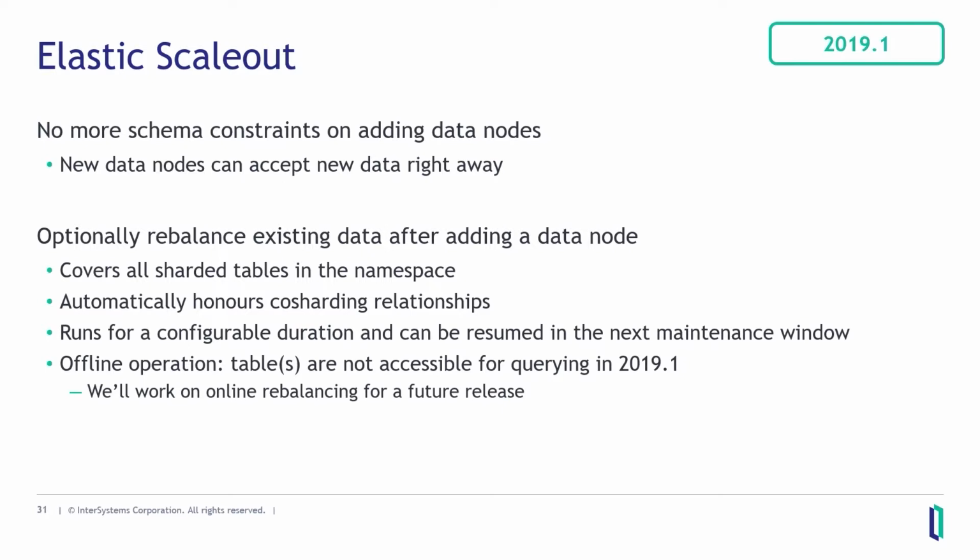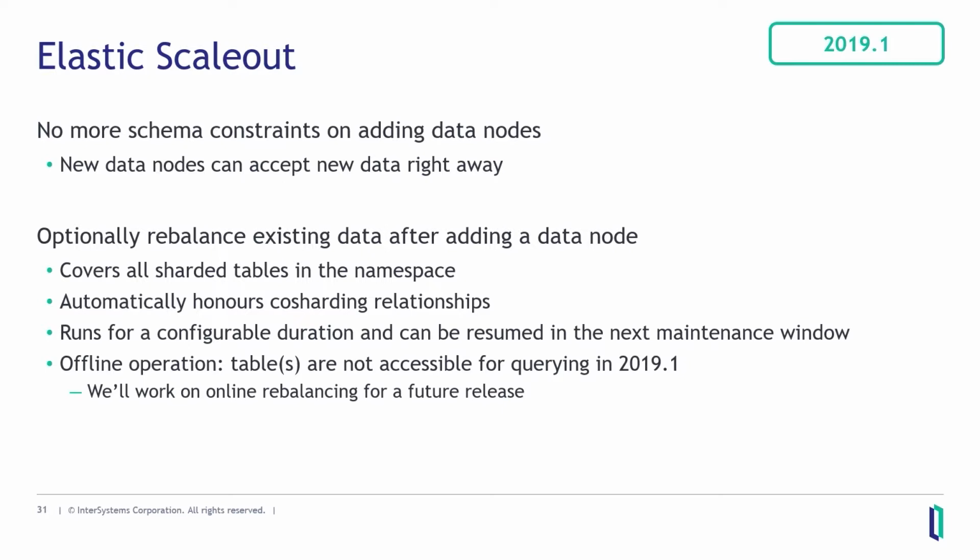So that's sort of a maintenance operation. For now, we call it offline rebalancing because you can't query the tables while the rebalancing operation is running. But it's fairly robust in the sense that you can time box it. You can tell it run at most 10 minutes, and then resume normal work. And then we'll just in the next maintenance window pick up where it left off and continue rebalancing. And eventually it will converge to a more even distribution, or the most even distribution of your data.